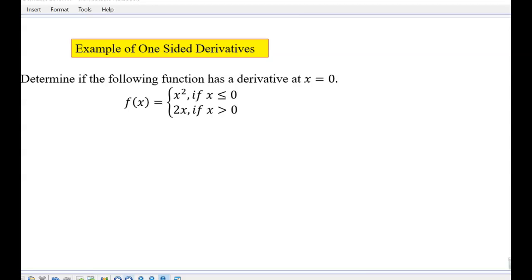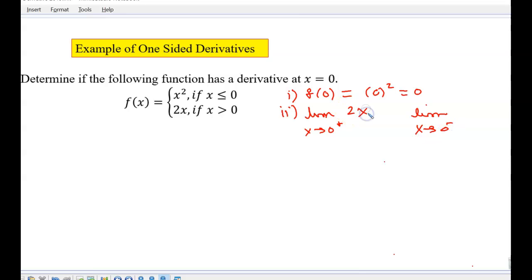Well, before we can determine whether it has a derivative at x equals 0, we have to show it's first continuous at x equals 0. So first of all, we want to find out what the function at 0 is. I would use the top equation to do that. So this would be 0 squared, which is 0. And then I would have to see if there's a limit as x approaches 0. Because it's a piecewise function and it splits at 0, I have to compare the limit from the right of 0 and the limit from the left of 0.